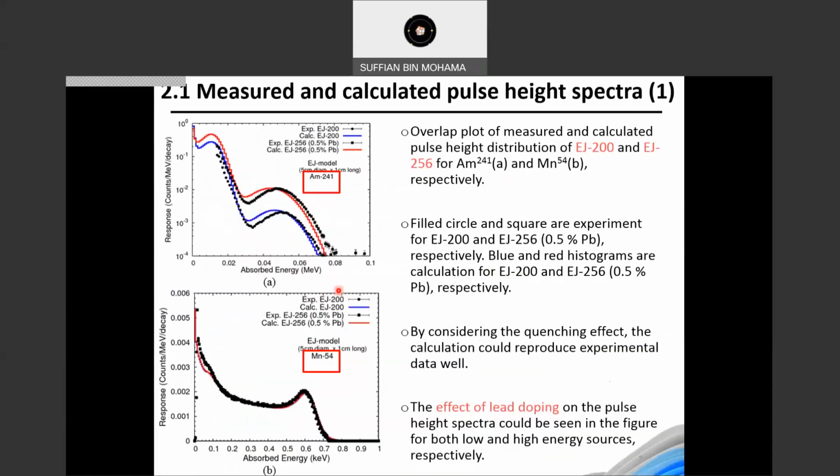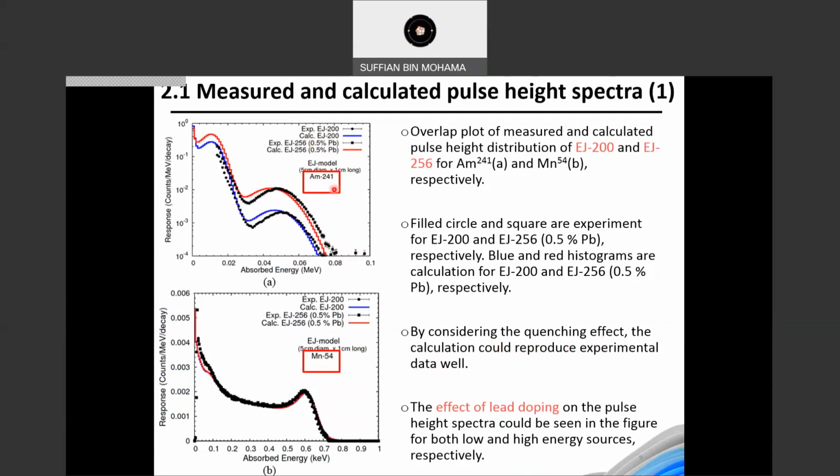So here are the measured and calculated pulse height spectra, the overlap plot of both, for EJ200, the standard plastic scintillator, and also EJ256, the 0.5% lead doped plastic scintillator. A is for americium 241 and B is for manganese 54 source. By considering the quenching effect, the calculation could reproduce the experimental data well.